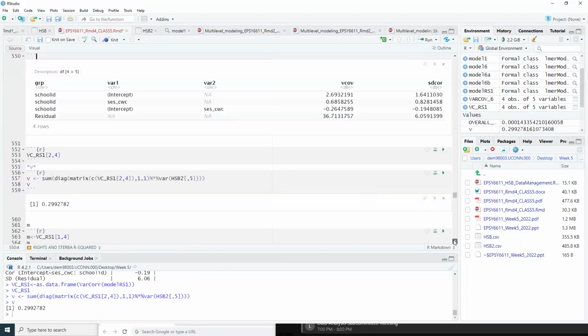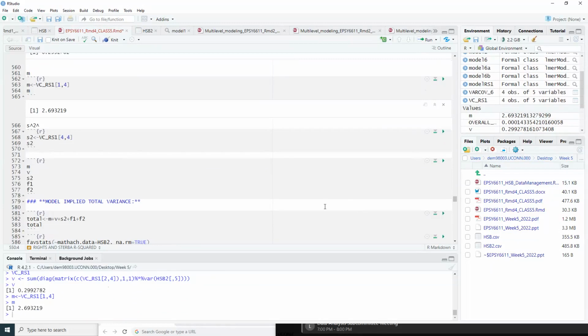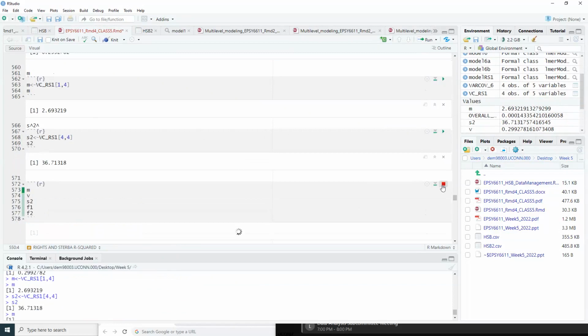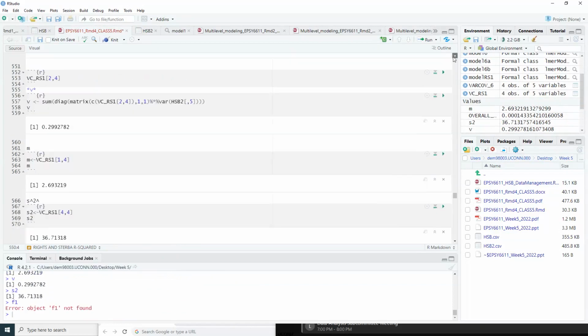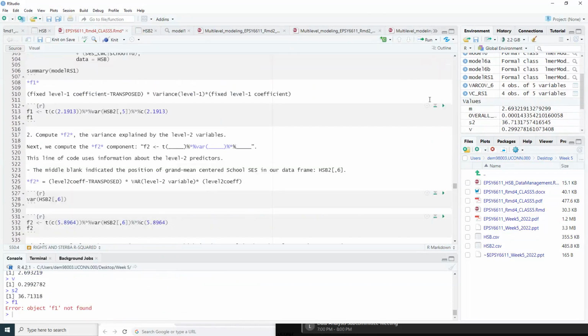And the really cool thing is, I don't know if I ran everything. Oh, here's my M. So M, notice I just grabbed that out of the same data frame, because M is just the random intercept variance. And I can grab this out of that data frame too. It's just my residual level 1 variance. And now, finally, oh, I didn't run F1. My bad. Hold on, let me go back up here. Where's F1? Okay, here's F1.